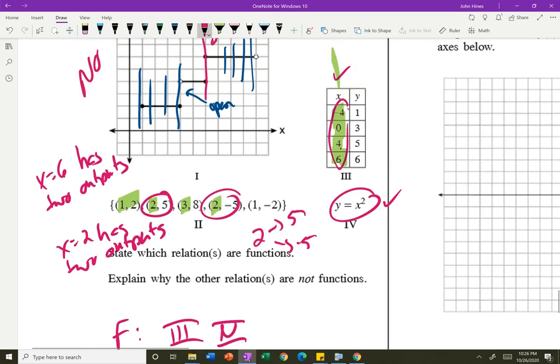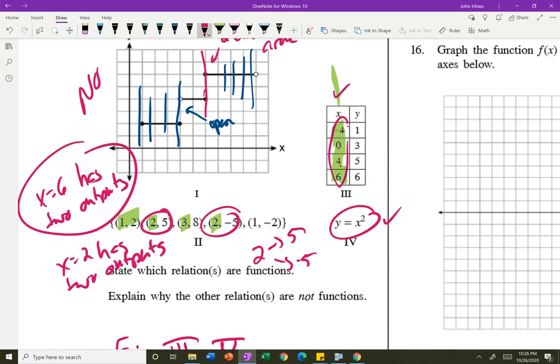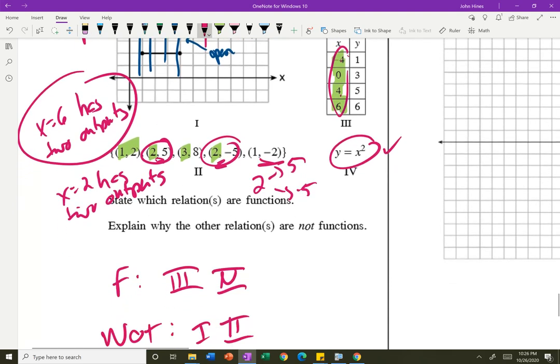And I already explained why. X equals 2 has 2 different outputs. X equals 6 has 2 different outputs. X equals 2 has the same thing with 1. 1 has multiple outputs there. Not good, not okay.